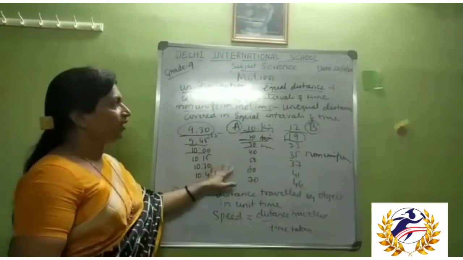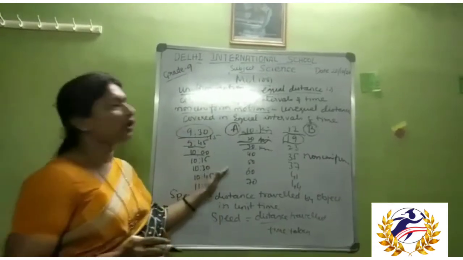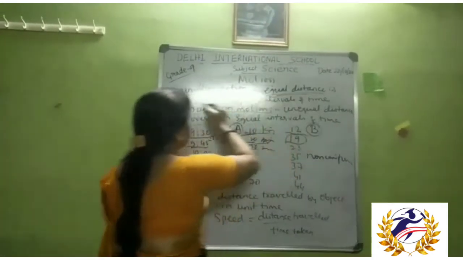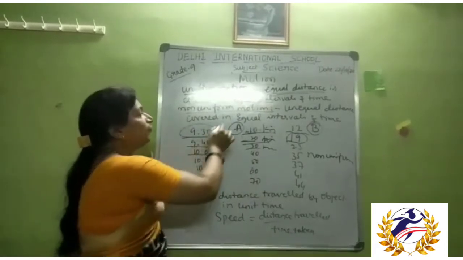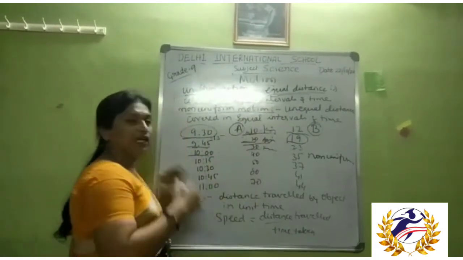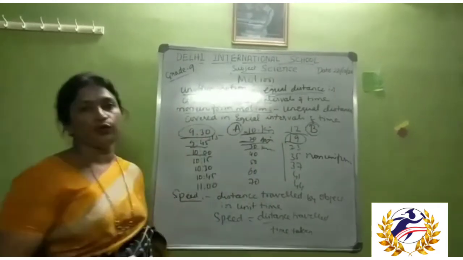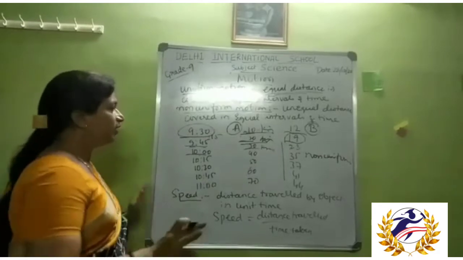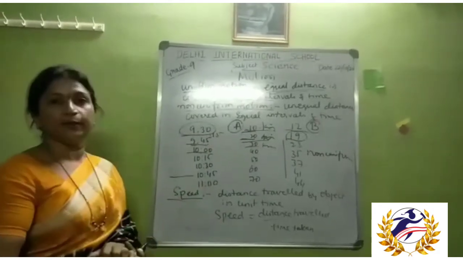So I think you understood that uniform motion means that when an object covers equal distance in equal intervals of time, that is called uniform motion. And when an object covers unequal distance in equal intervals of time, that is called non-uniform motion. Okay, I think you are clear with this. So then we will see what is speed.